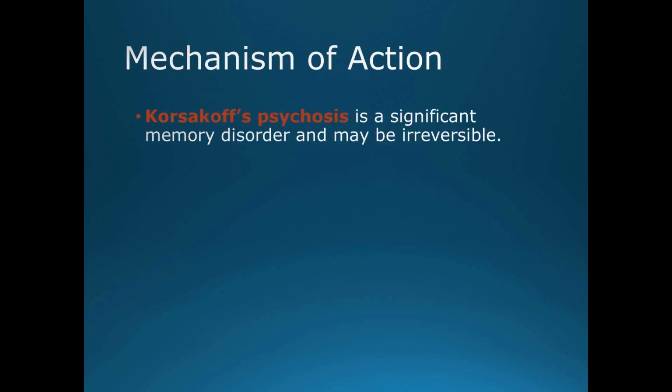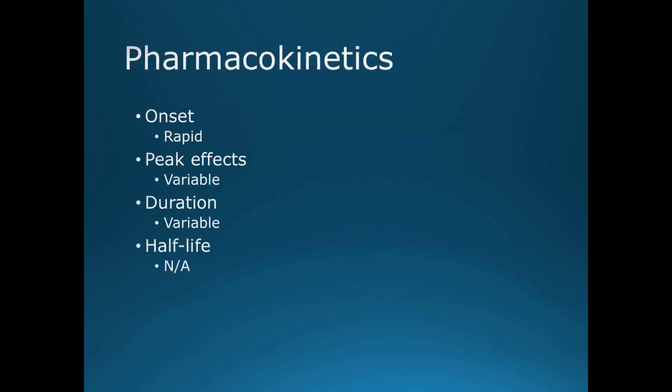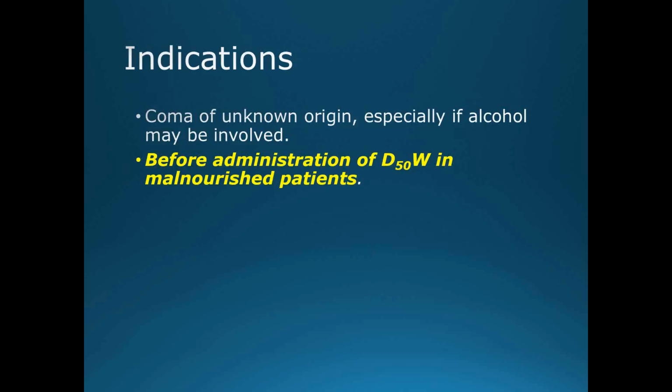And so what we see there is a lot of memory loss. They make up stories. They may have hallucinations. And recognizing this in your patients is going to be crucial to understanding that you need to give thiamine. So when we give thiamine, it's a rapid onset. We can give it in patients that are comatose of unknown origin, especially if alcohol is involved or if they have a history of alcohol abuse.